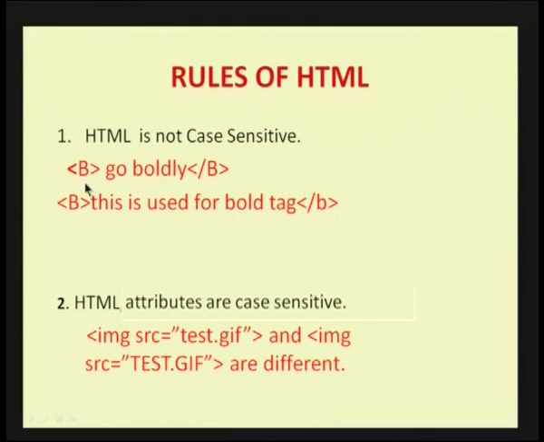For example, here I have started with a capital letter bold tag and ended with a small letter bold tag. So the tag is not case sensitive, but the attributes are very case sensitive. For example, if I am using an image tag inside the HTML document, I can embed the image using test.gif. It is a file name, that is the picture to be imported to the document. I have given it in small letters and then in capital letters. These two are different, that is, the attribute should be enclosed within double quotes and it is very case sensitive. So both are different, but the tags are not different. The tag can be case sensitive or not, but the attribute should be case sensitive.